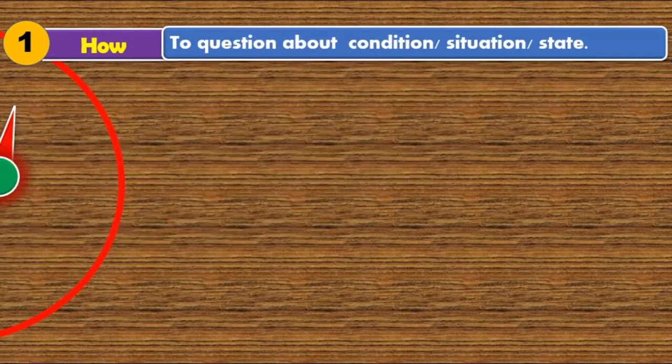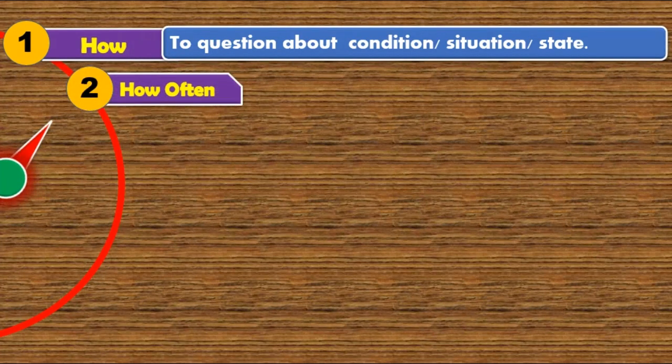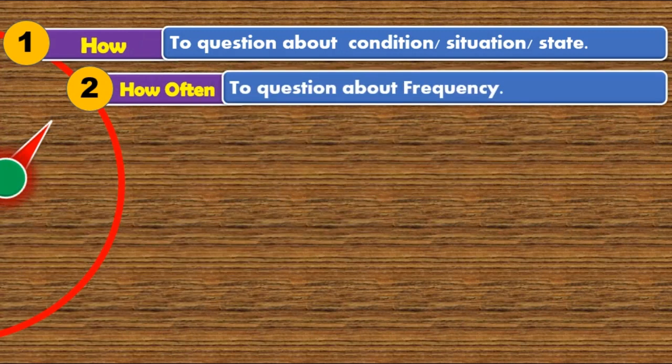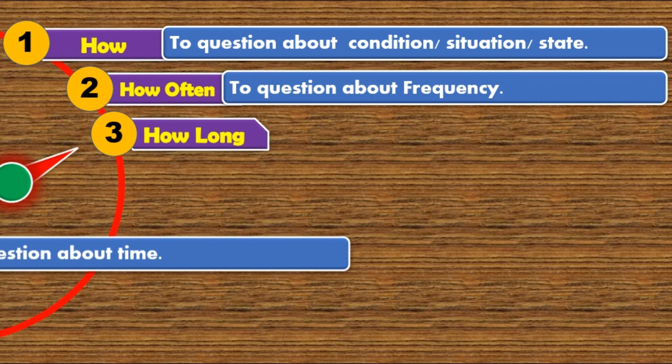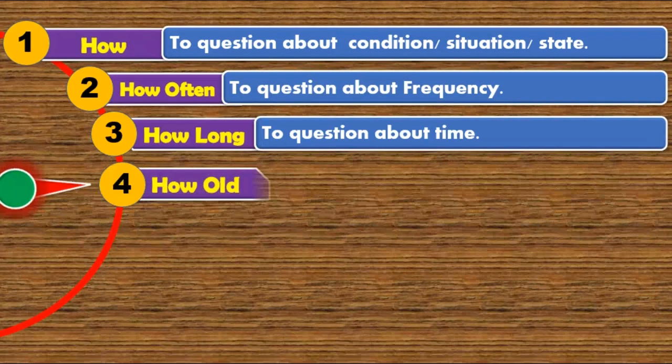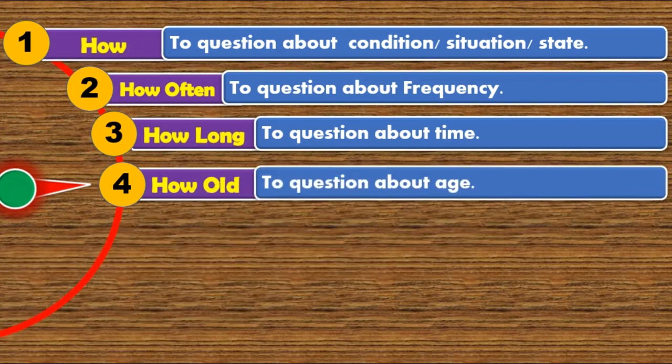How? To question about condition, situation or state. How often? To question about frequency. How long? To question about time or period. How old? To question about age.